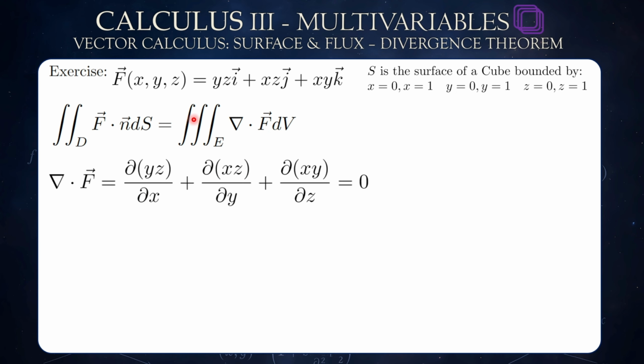Nabla dot F is equal to the partial of yz in respect of x plus the partial of xz in respect of y plus the partial of xy in respect of z. It is all 0. Okay, so there's no flux. It is equal to 0.